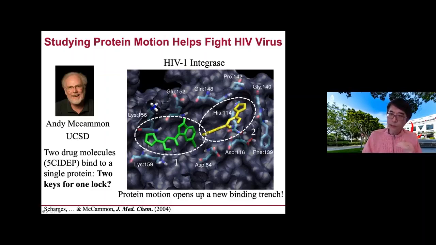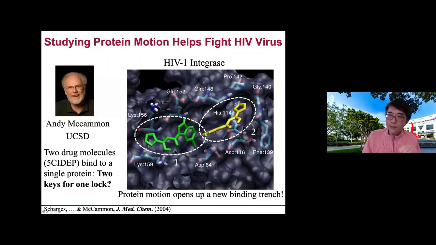Here I'm showing in the green color. So this is a drug called 5-CIDEP. This is one of the marketed drugs targeting the HIV integrase. This drug is binding to one of the binding pockets shown here in the green color, right?